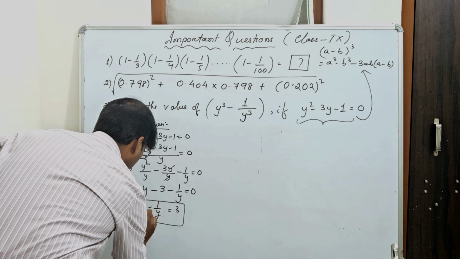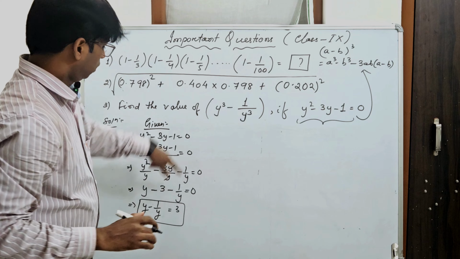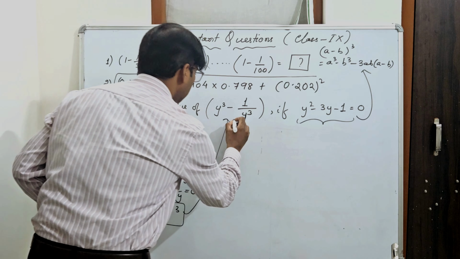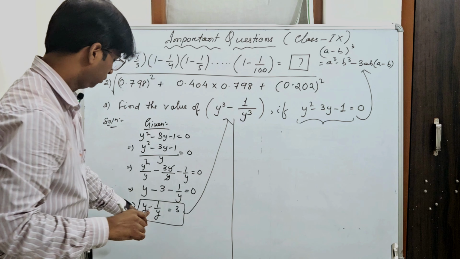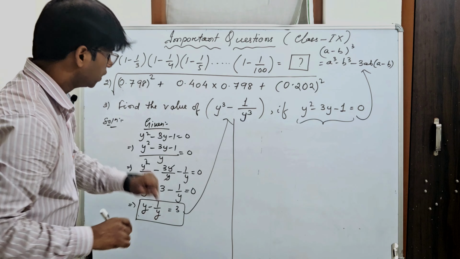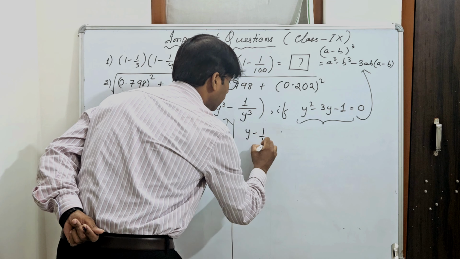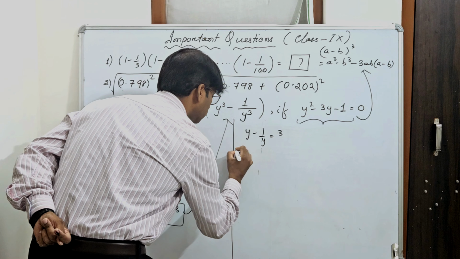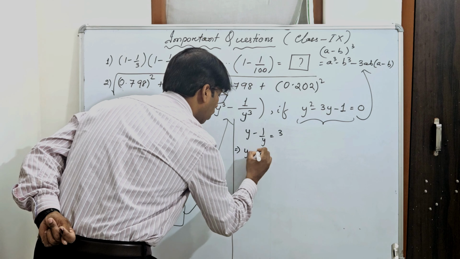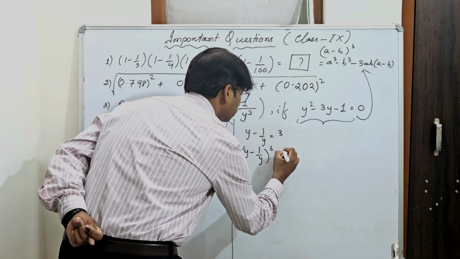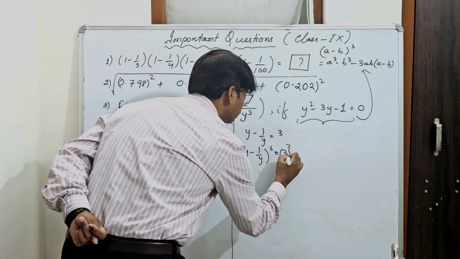At least I got the relation. This is directly related to this. How can I find that? So let us find the cube of both LHS and RHS of this equation. So y − 1/y = 3 we have. So let us find the cube: (y − 1/y)³ = 3³.